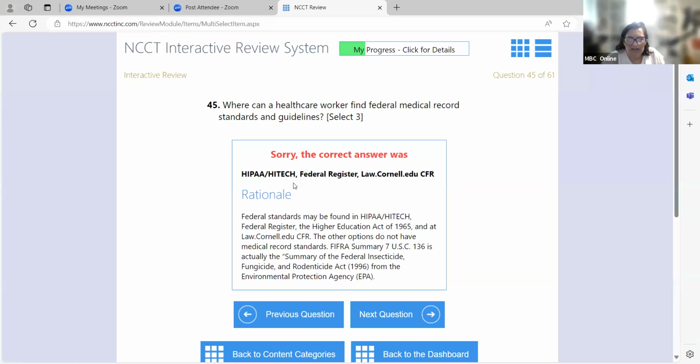And then law.cornell.edu is CFR. FIFRA has to do with the Federal Insecticide, Fungicide, and Rodenticide Act. So that's why that doesn't have anything to do with it.